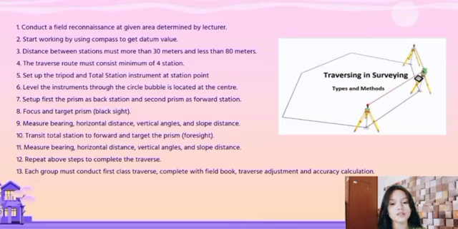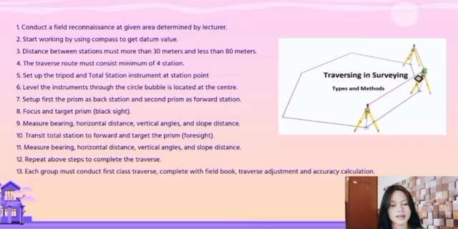Number 4, the traverse route must consist of a minimum of 4 stations. Number 5, set up the tripod and total station instrument at the station point. Number 6, level the instrument until the circle bubble is located at the center. Number 7, set up the first prism as the back station and the second prism as the forward station. Number 8, focus and target the prism. Number 9, measure bearing, horizontal distance, vertical angle, and slope distance.